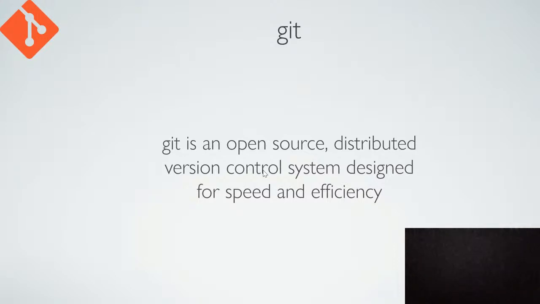To get started with Git, you can head over to gitscm.com/downloads and download Git for your platform. You will use the command line interface for this session, but you can also use Git GUIs or editor extensions if you prefer.